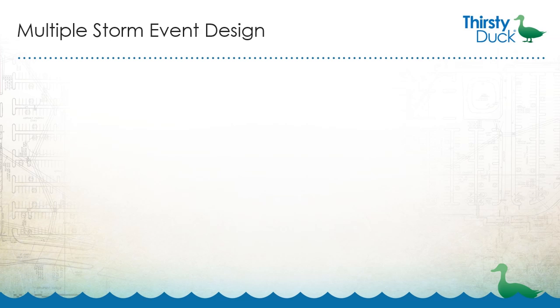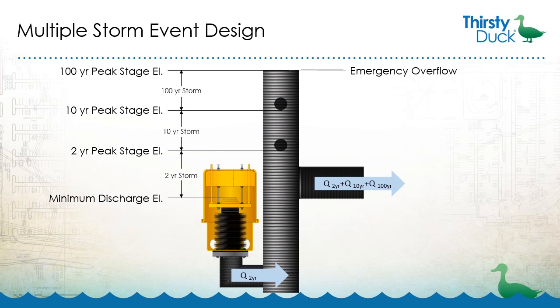When designing a stormwater detention system for multiple return frequency events, Thirsty Duck is most often sized to produce the allowable peak flow rate for the most frequently recurring event. For this example, the most frequent event is the 2-year storm, which has an allowable discharge rate of 1.55 CFS. Traditional orifices or weirs are designed for the control of the less frequent storm events, the 10-year and 100-year, for this example.